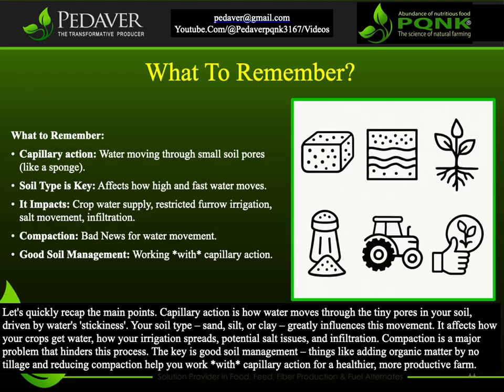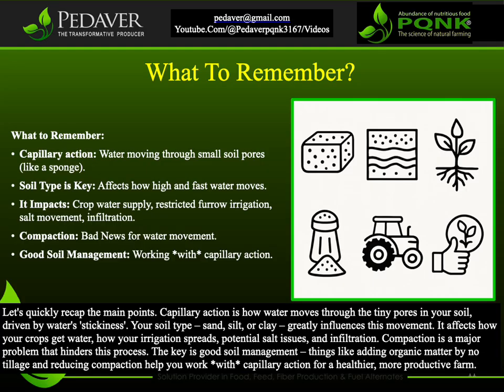What to remember? Capillary action, water moving through small soil pores, like a sponge. Soil type is key, affects how high and fast water moves. It impacts crop water supply, furrow irrigation, salt movement, infiltration. Compaction, bad news for water movement. Good soil management, working with capillary action.